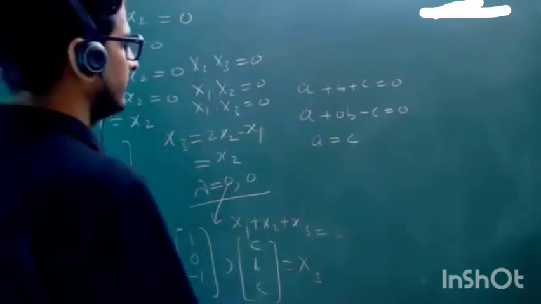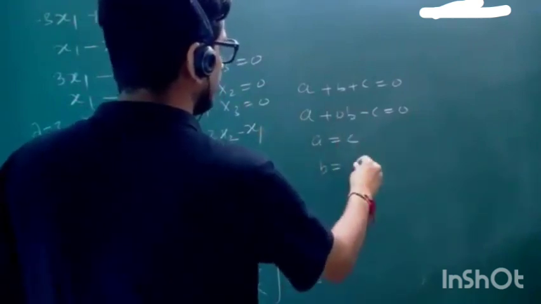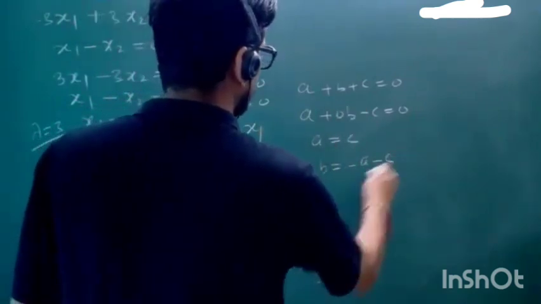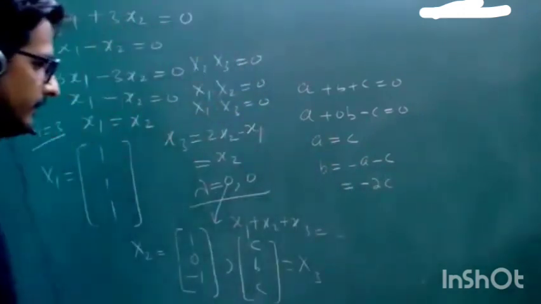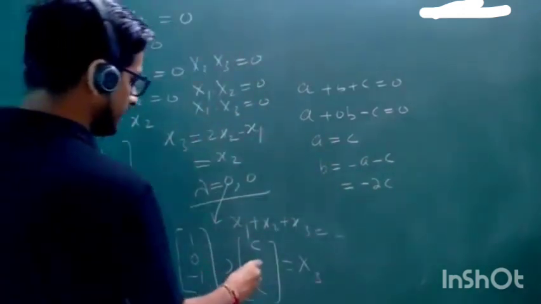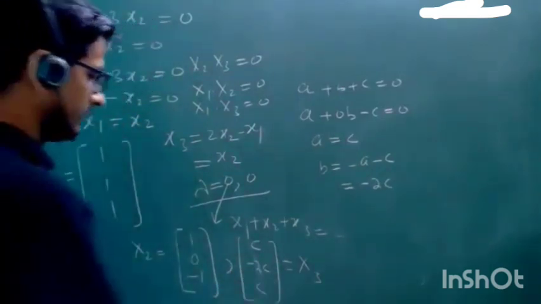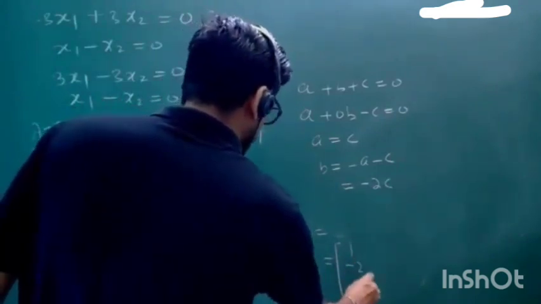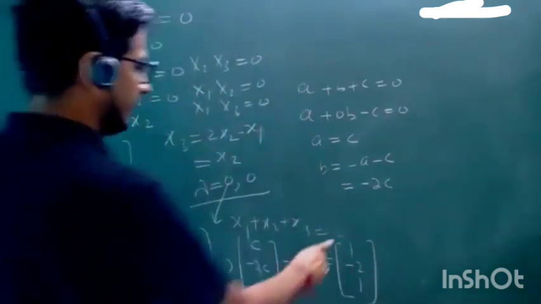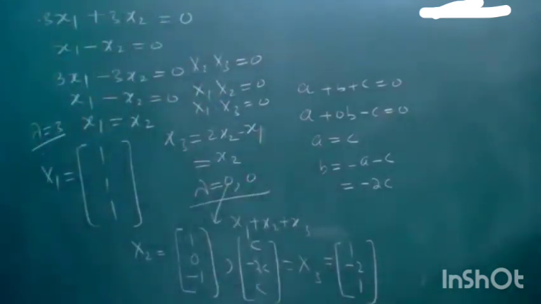And what is b? b is equal to minus a minus c, that means minus 2c. So this is minus 2c. Now take c is equal to 1. So it will become 1, minus 2 and 1. This is better, always take this. Now check. Yes, sir, it's coming. Okay.